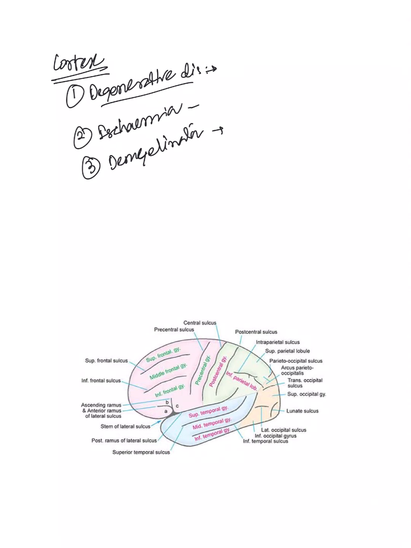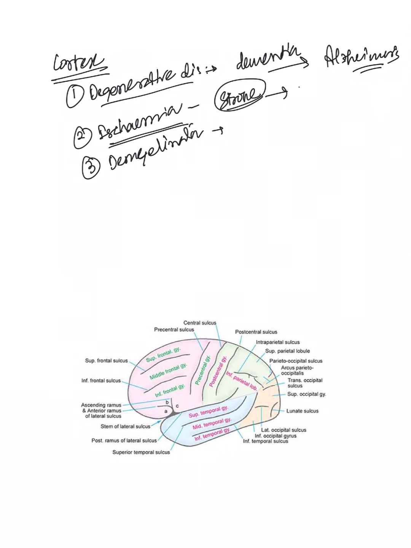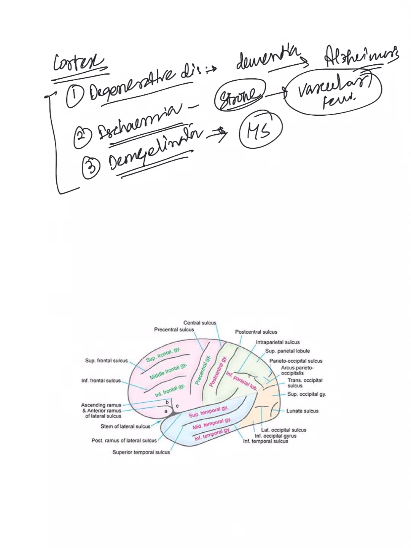Degenerative disease, yes, it is dementia, and most common cause is Alzheimer's. Very good. These topics I will cover later. Ischemia is known as stroke, that's an entirely different territory of vascular territory. I will discuss it later and in detail. And third one is demyelination. The most common example is, yes, multiple sclerosis. So just remember, these types of diseases can affect the cortex.